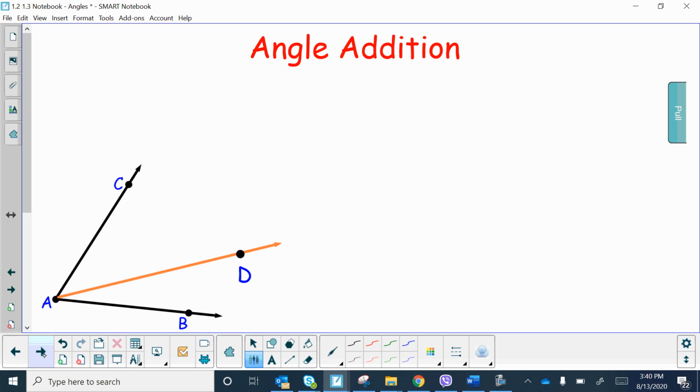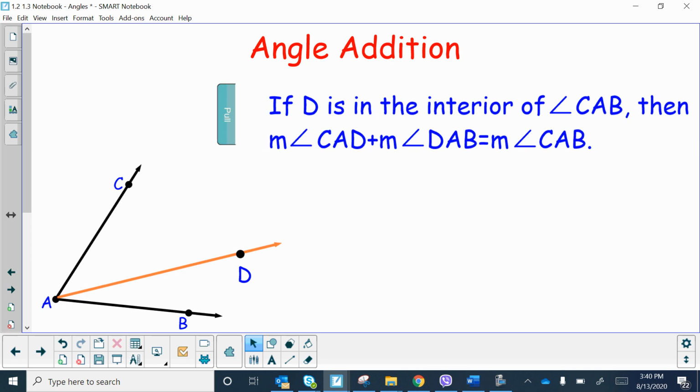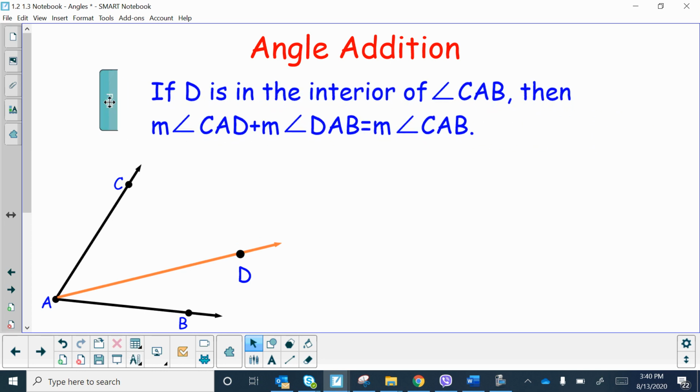Okay, angle addition. This is going to be very similar to segment addition that we did in section 1.1. It's almost pretty much the same thing, but just with angles. So we have this angle here, angle CAB, and then we have an orange ray that is in the interior. If D is in the interior, then angle CAB, which I'm going to color in yellow right here, is this angle here. That angle is the big angle.